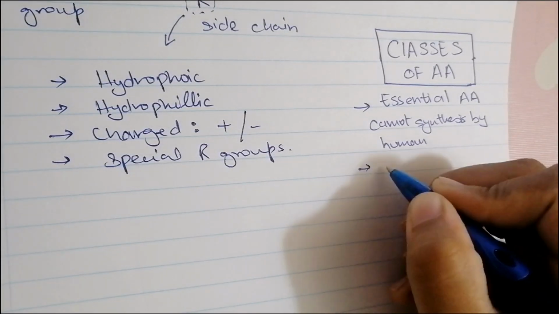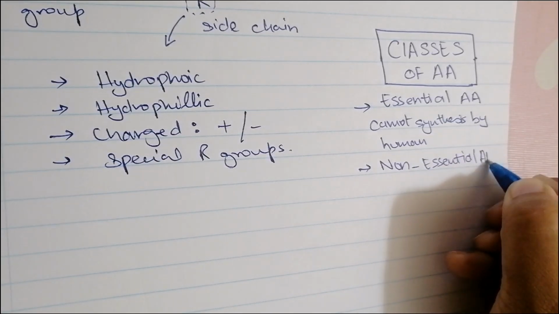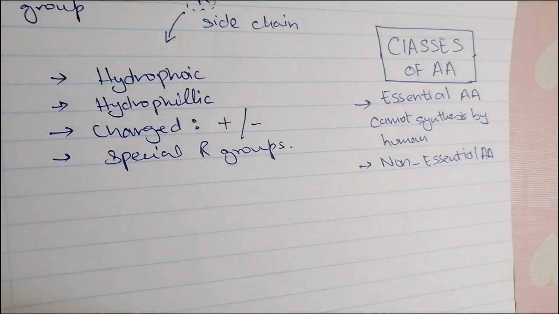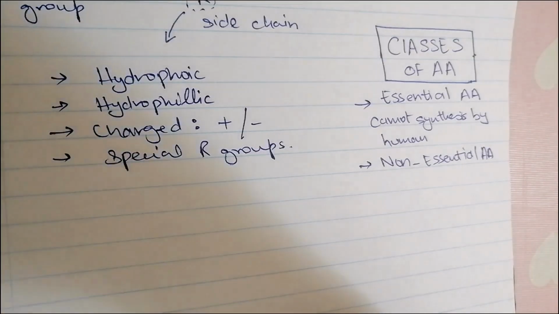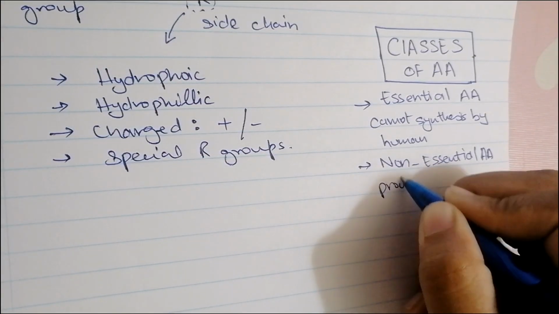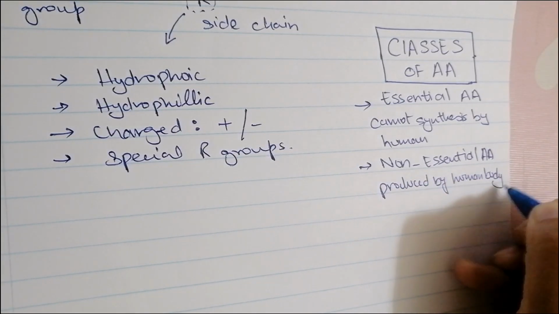Then we have non-essential amino acids. Examples of non-essential amino acids can be glycine, serine, aspartic acid, glutamic acid, proline, tyrosine. These are all examples of non-essential amino acids. When I say non-essential, this means that the human body is able to produce them. So we say that is a non-essential amino acid, produced by the human body.